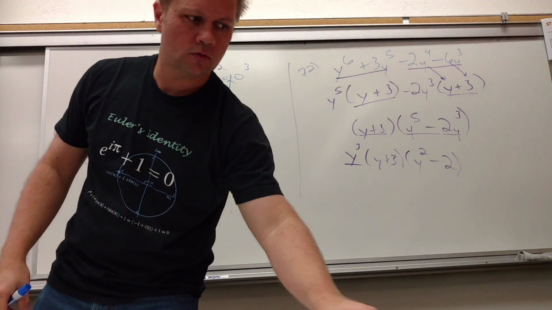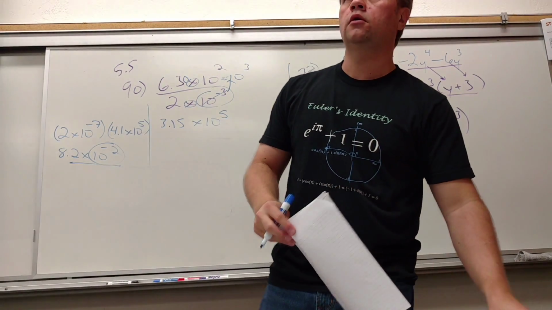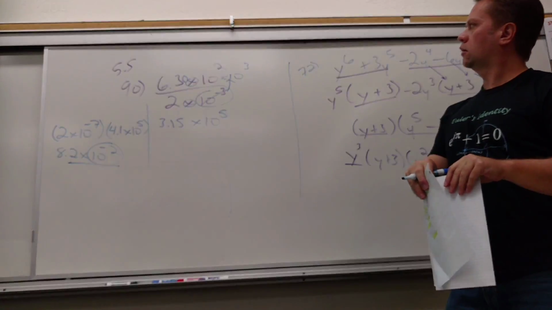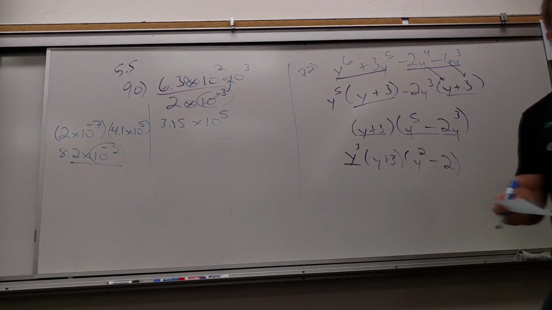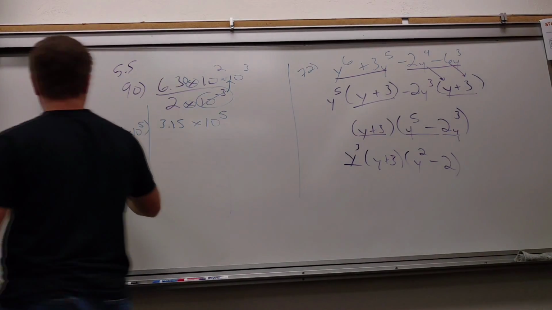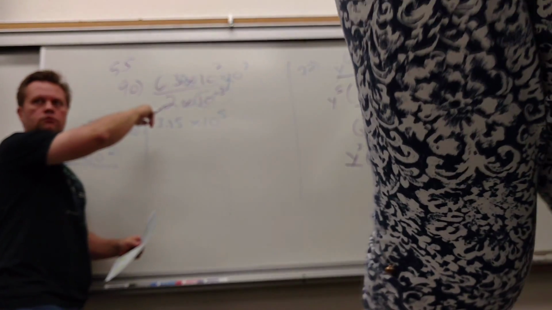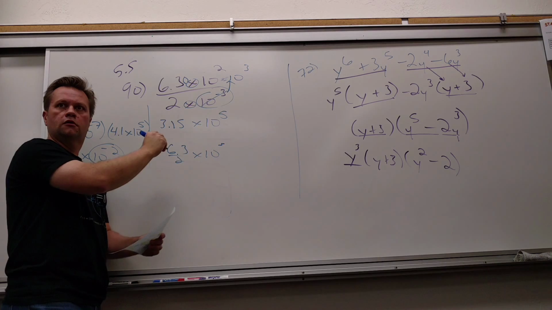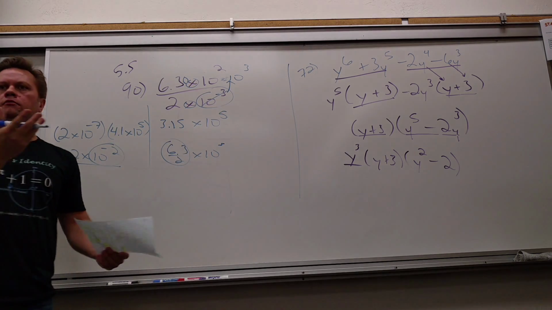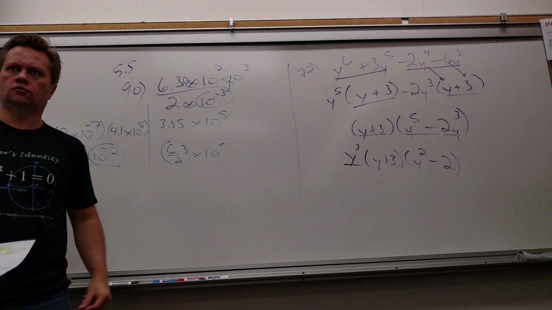I didn't do it right when I did 6.3 times 10 to the 5th over 2. Oh, you just had one more step to go. Just divide the 2 into the number. No. Just divide 6.3 by 2. So you got 6.3 over 2 times 10 to the 5th? Yeah. All right, well, just do that. Divide 6.3 by 2.